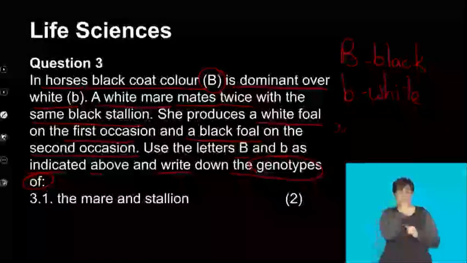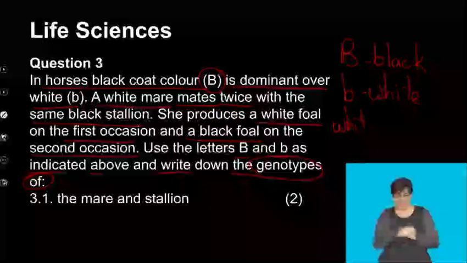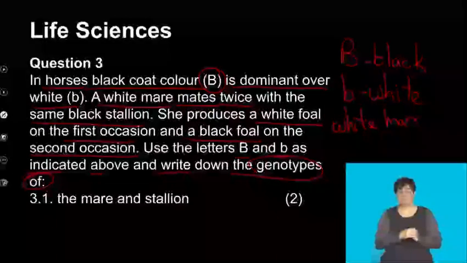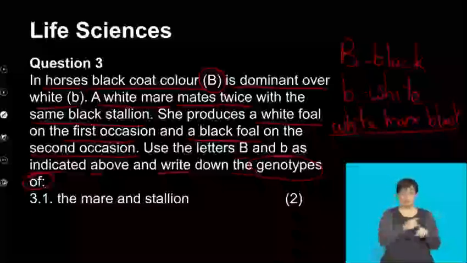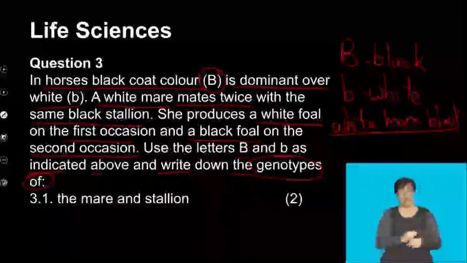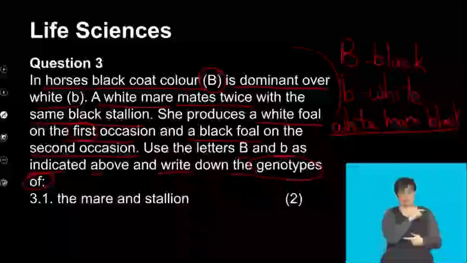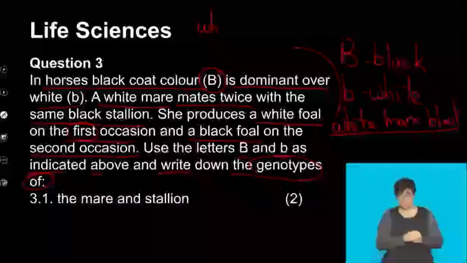So I'm just going to write that down, so that a white mare is the first cross that is crossed with a black stallion, okay? And that's the first cross, and that happens the same time again. She produces a white foal on the first occasion. So I'm just going to go up here. The first occasion produces a white foal. That's the F1, the first generation.